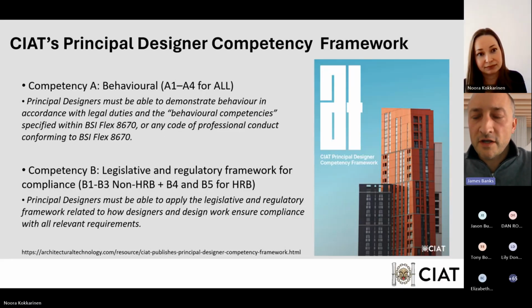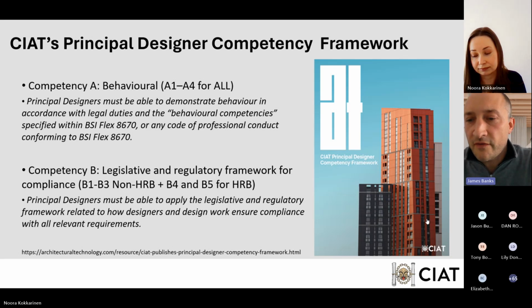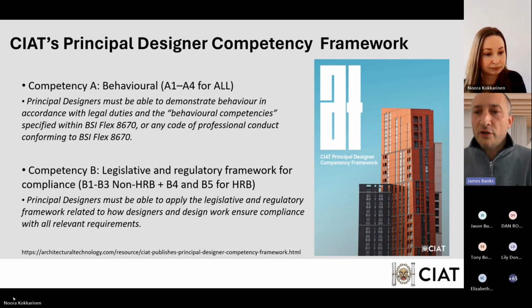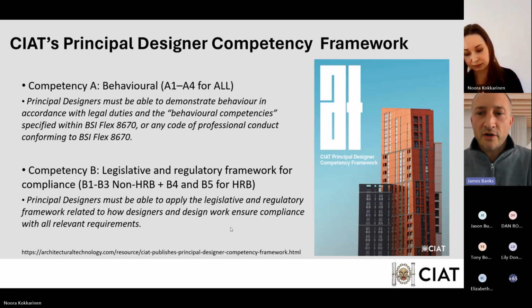Okay, so thank you for that, Nora. So in the chat box function, I've put a link to the website where, if you haven't seen it already, you can get access to the Principal Designer Competency Framework. You can look at the candidate guidance notes for application, and you can look at the respective application forms for registration as a PD for HRBs, PD for non-HRBs, and moving from a PD for non-HRBs to HRB registration.